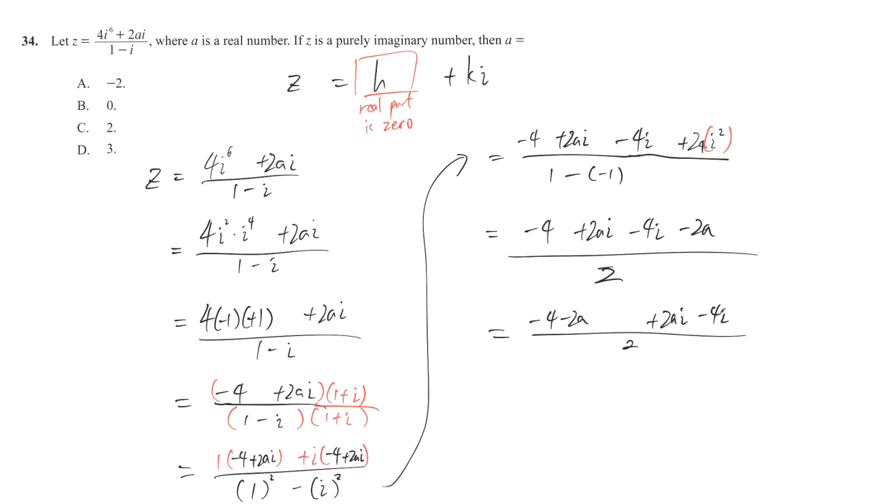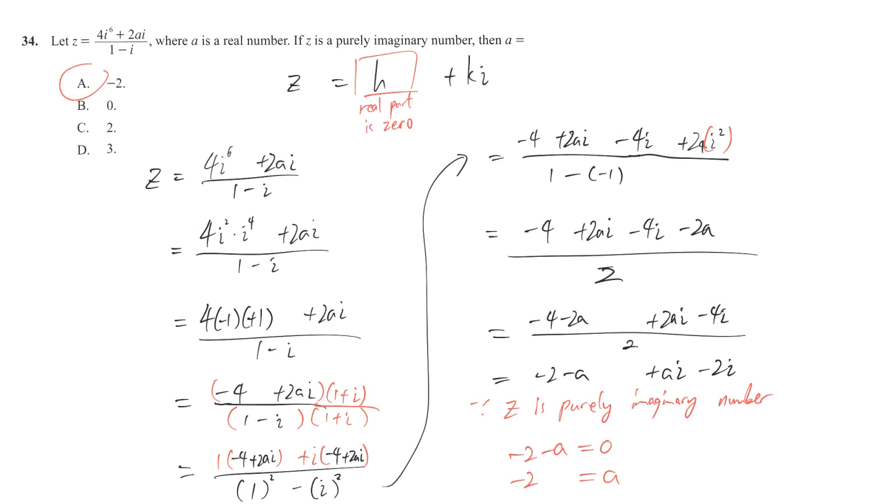Divide by 2. So every term we separate and then divide by 2, we have negative 2 minus a. We have positive ai minus 2i. We don't know anything about this part, but we know the real part here must be 0 because the expression is purely imaginary. So therefore, the real part negative 2 minus a equals 0, which means a is equal to negative 2. The answer is A.